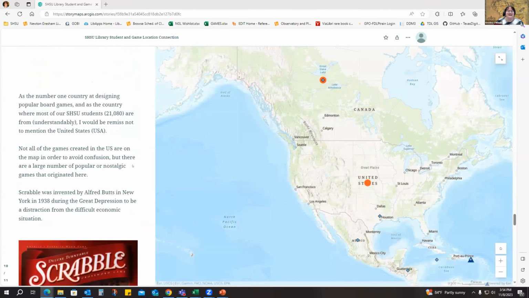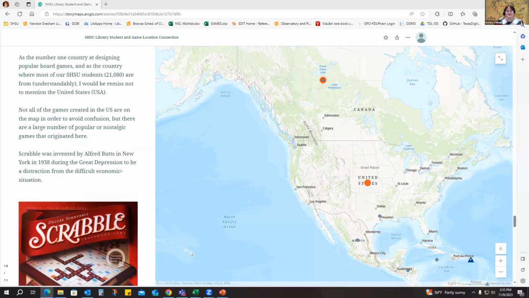So as the number one country, and as the one that has the most students, which is 21,080, because obviously we're going to, for the United States, we are the number one country for producing popular games, according to, again, Board Game Geek, the one that I found the stats for. Not all the games created in the US are on this map. There are some that are probably very popular that you wish I'd included, but couldn't because it's too many. We have a lot, but I wanted to include a few.